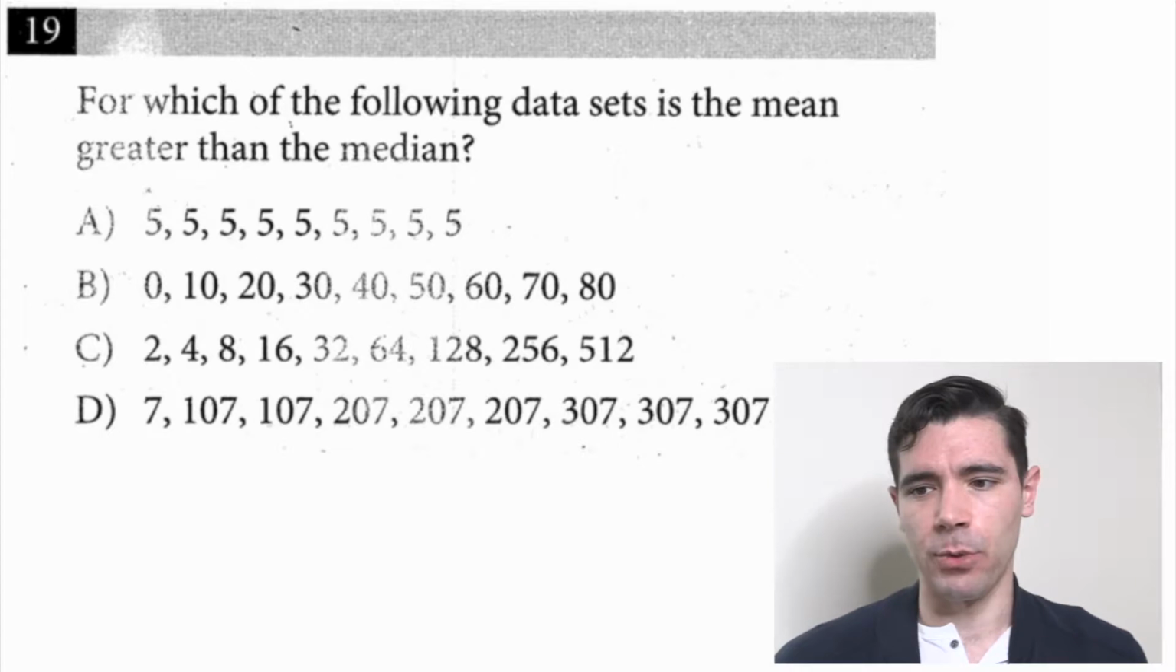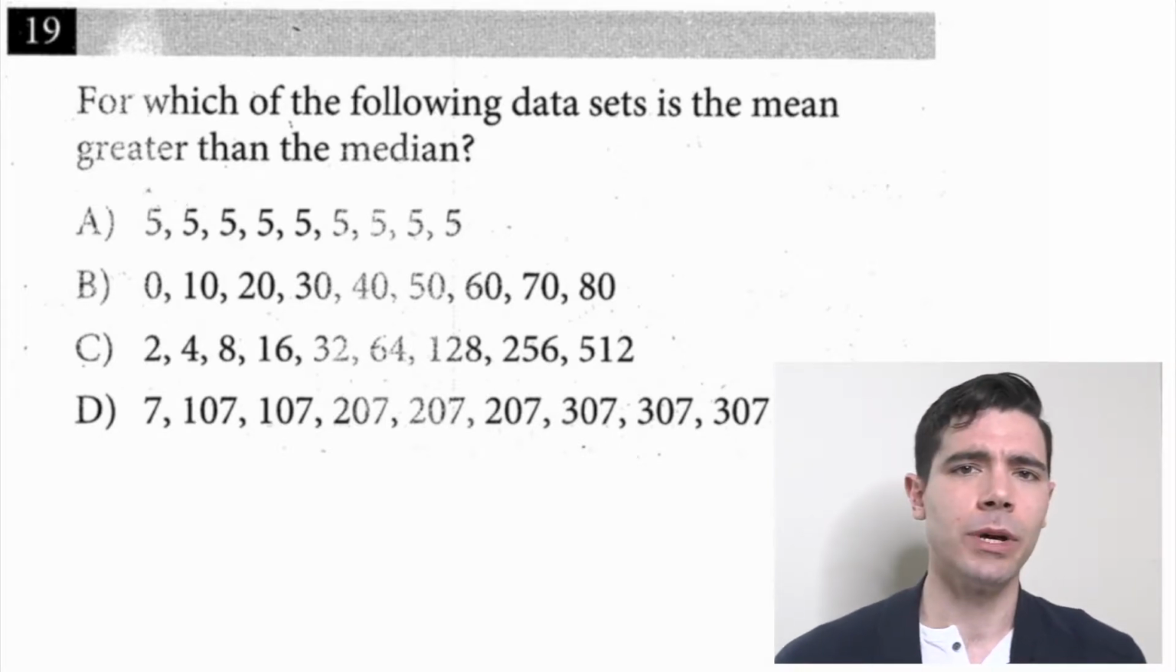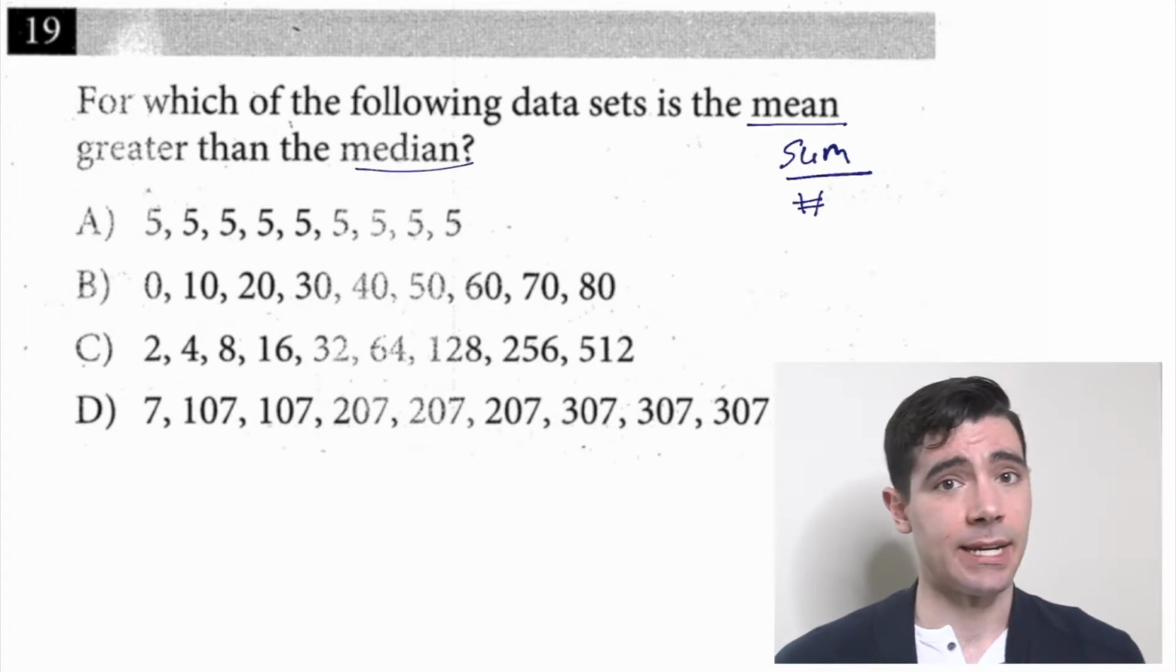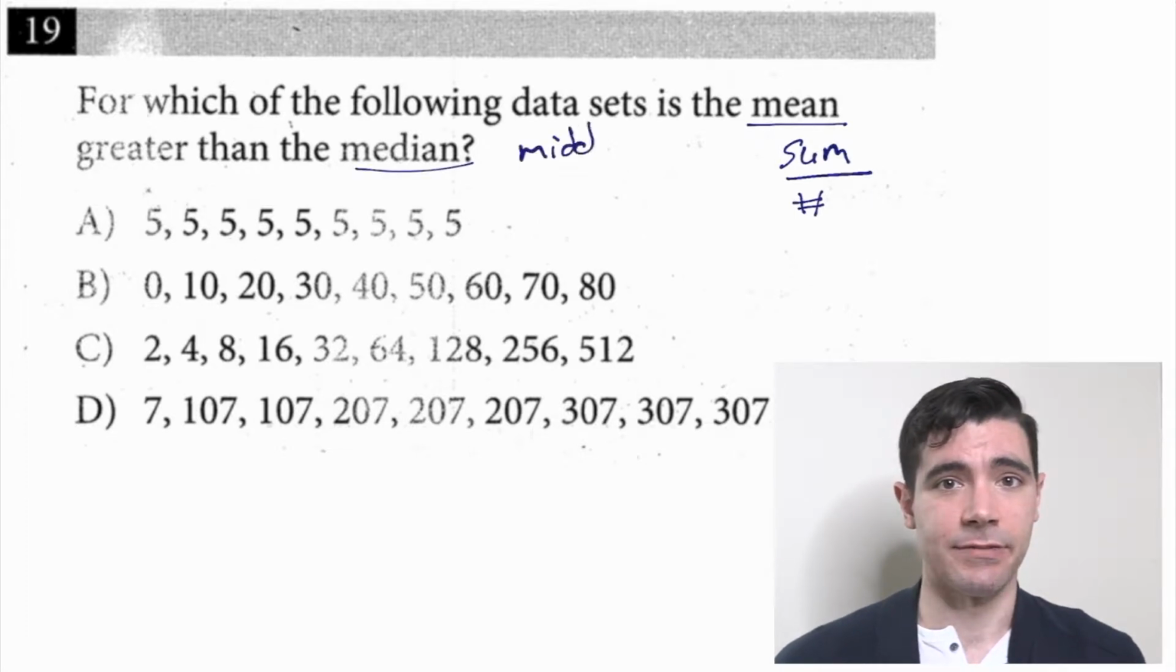It reads, for which of the following data sets is the mean greater than the median? Well, let's be clear we know what those words mean before we go to the answer choices. The mean is the average of a set of data, meaning the sum divided by the number of numbers. The median, however, is the middle term in a set of data that is arranged from least to greatest. So how would it be possible for a mean to be greater than the median?